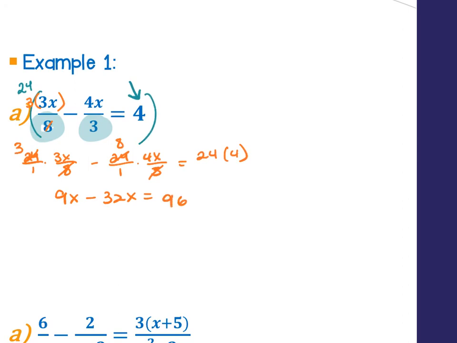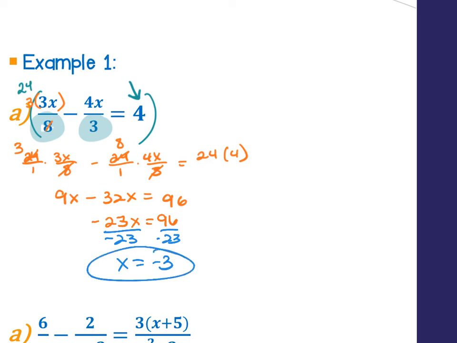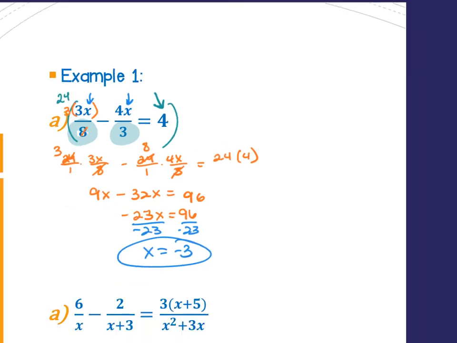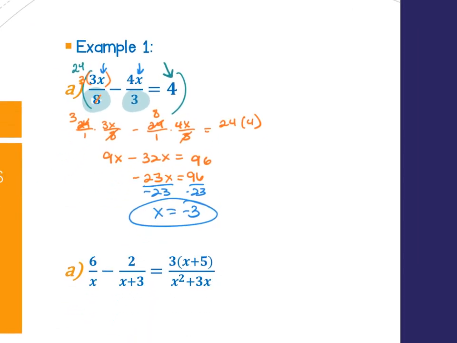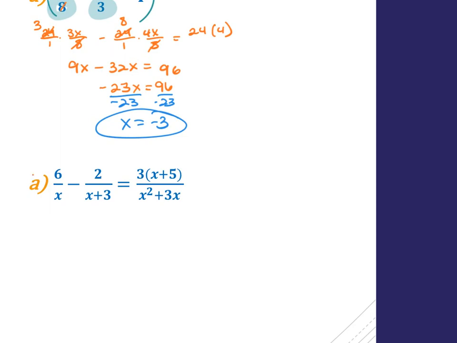Then I do 9 minus 32, and I get negative 23x equals 96. Divide both sides by negative 23, and x is negative 96 over 23. These are also easy to plug in. I can plug it in and double check that my answer works so that I get a balanced equation. Questions on that one? Okay, then this next one, which should be B.